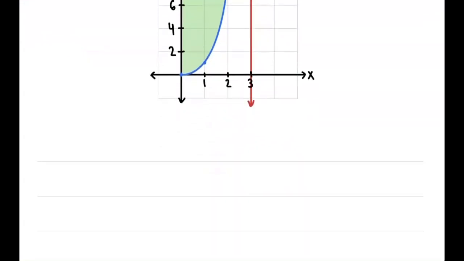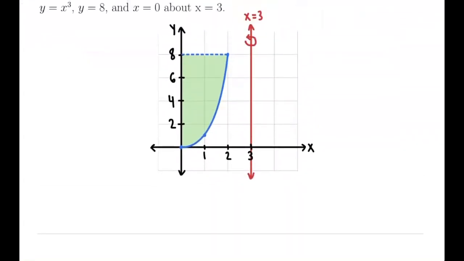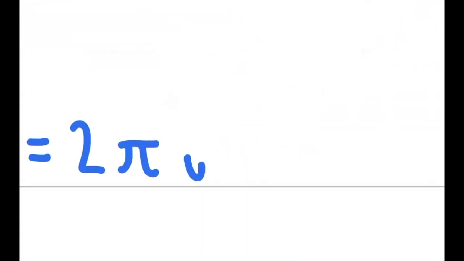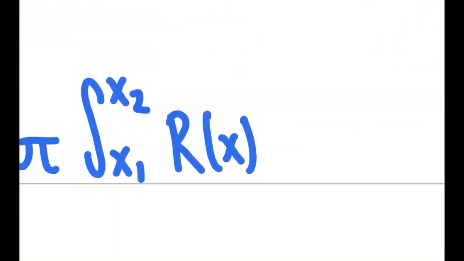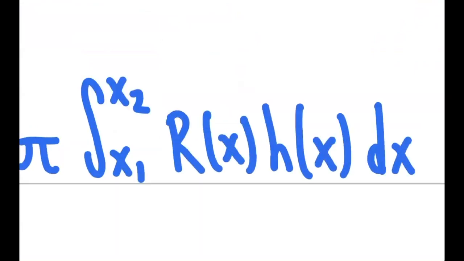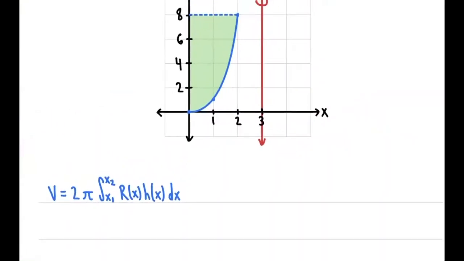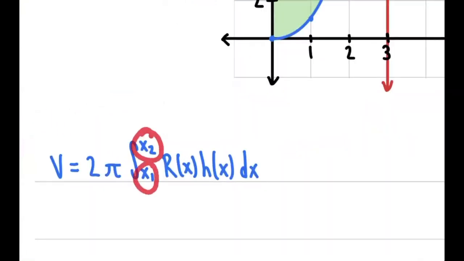So let's use the shell method. Again, a vertical axis of revolution for the shell method means the integral is going to be with respect to x. So V equals 2 pi times the integral from x1 to x2 of r of x times h of x dx. So let's start with the easy part. What's x1 and x2?